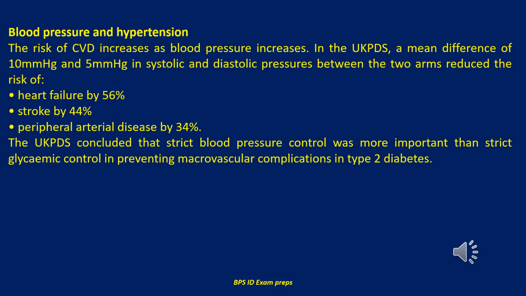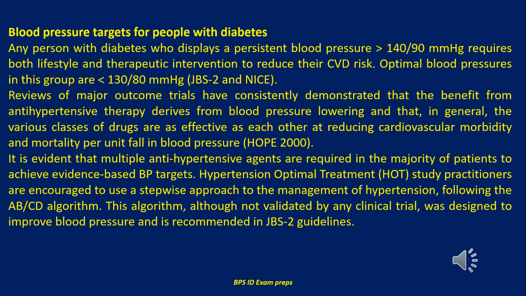2. Stroke by 44%, and 3. Peripheral arterial disease by 34%. The UKPDS concluded that strict blood pressure control was more important than strict glycemic control in preventing macrovascular complications in type 2 diabetes. Next we will discuss blood pressure targets for people with diabetes.